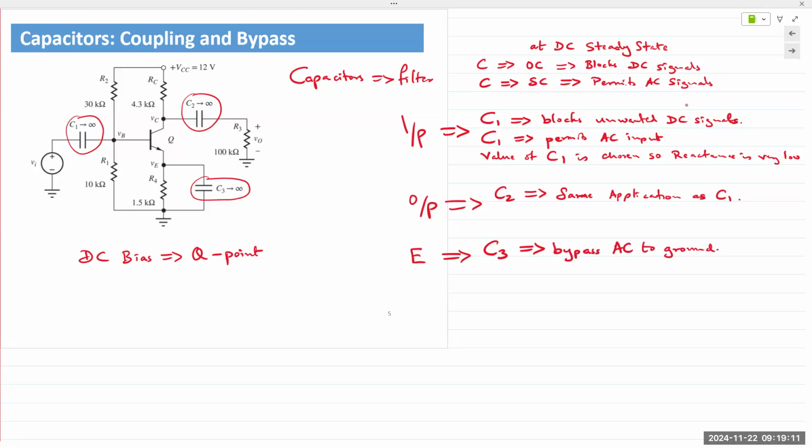It presents as an open circuit to DC, and it prevents the unwanted AC signals from affecting our DC bias points. So it allows a pathway directly to ground from the emitter. So it does not affect our biasing circuit.